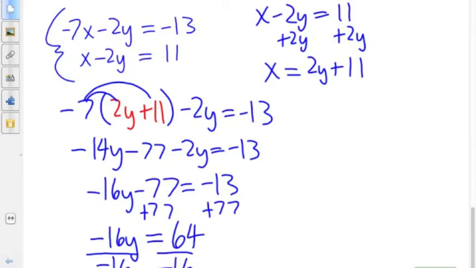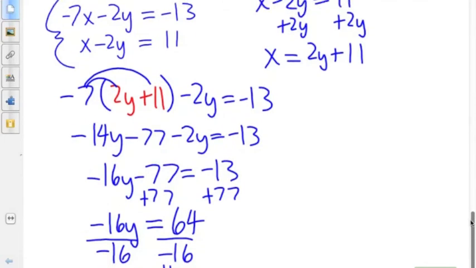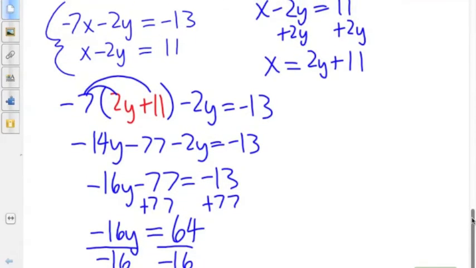So now I know what y is, but I'm not quite done. I've got to plug that in and find what x is. And as I said earlier, it doesn't matter which equation I plug into at this point, because I know what y is. I know it's negative 4. So again, I'm going to pick my second equation. It has smaller numbers in it.